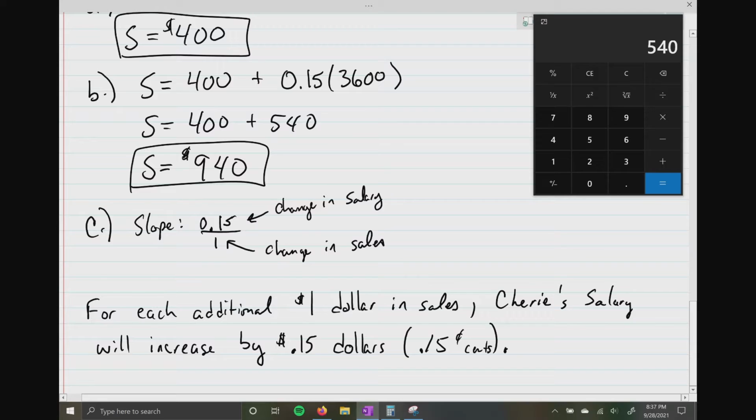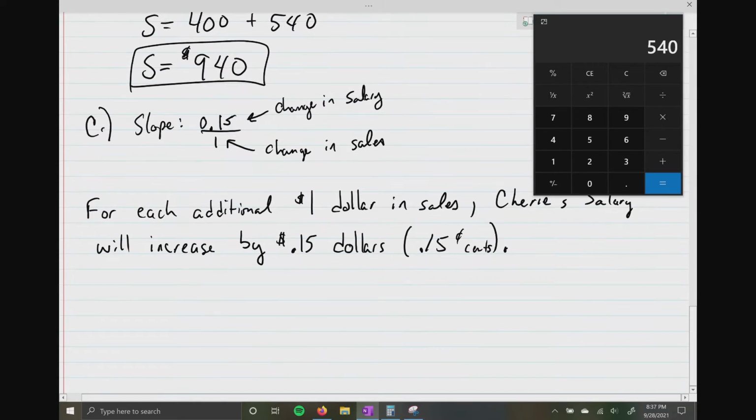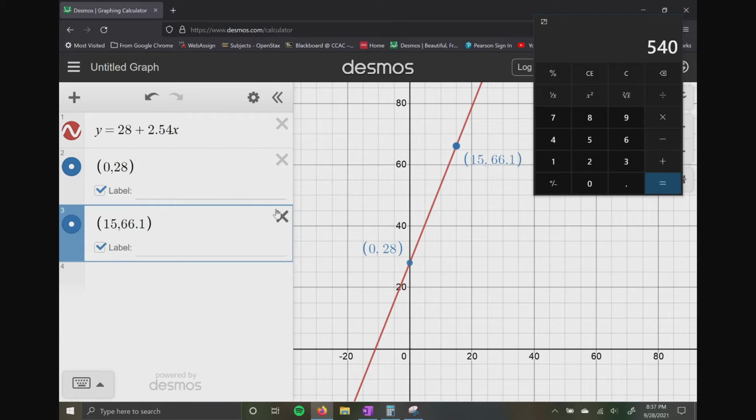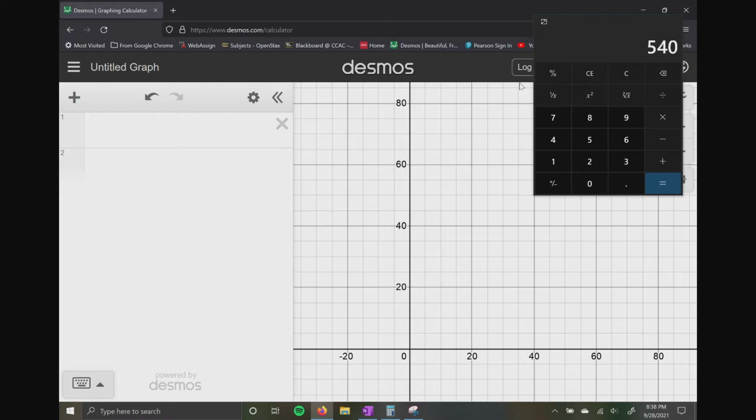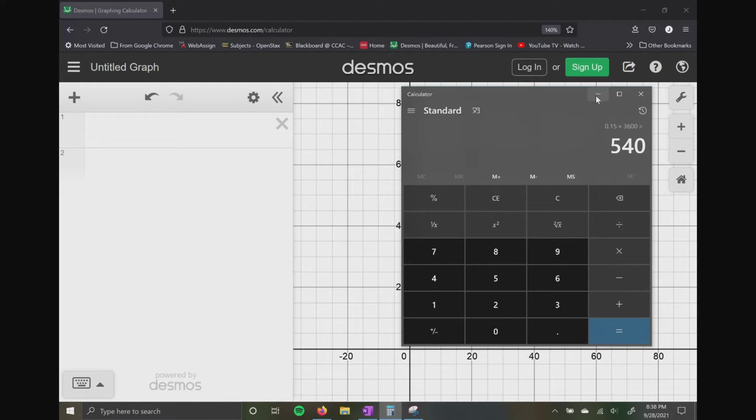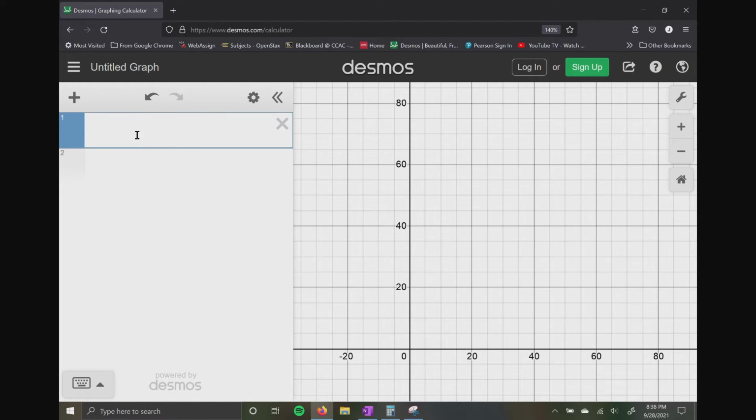And there's our slope. So for each additional $1 in sales, Sherry's salary will increase by 15 cents. Now, part D, once again, they just want us to graph this. So I'm going to go back to Desmos real quick, and we're just going to get rid of this. Let me minimize my calculator. And we're going to type in the linear equation, y equals 400 plus 0.15x. And I'm really going to have to zoom out of here.